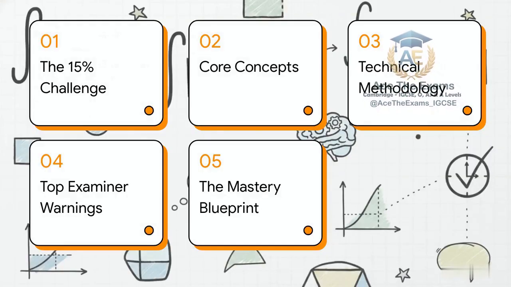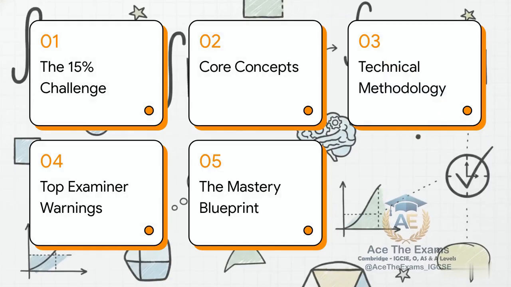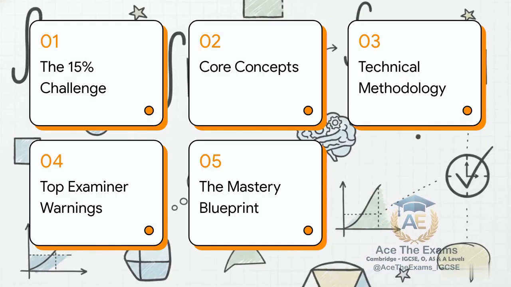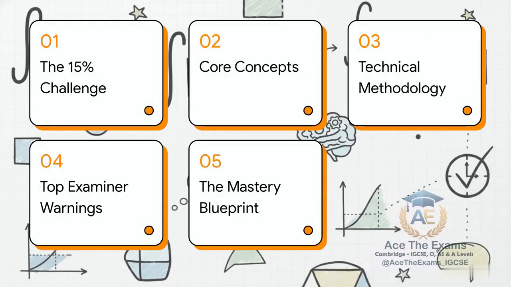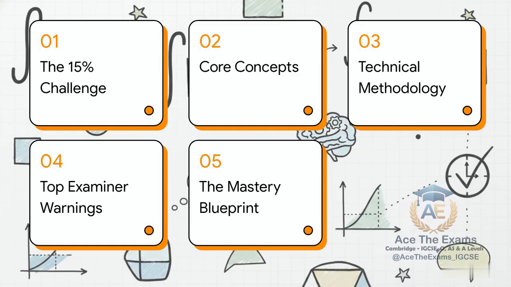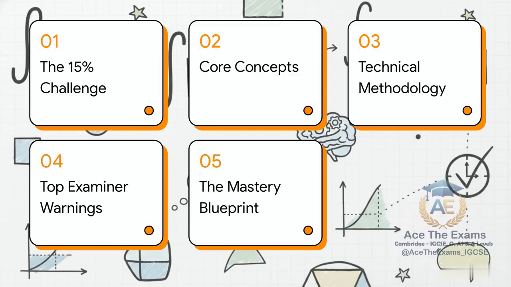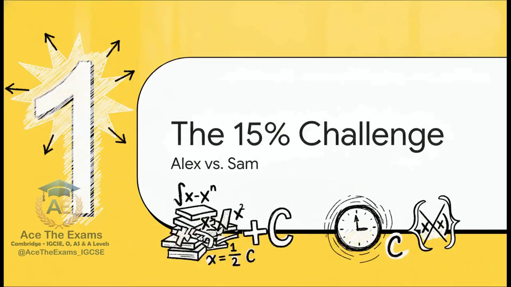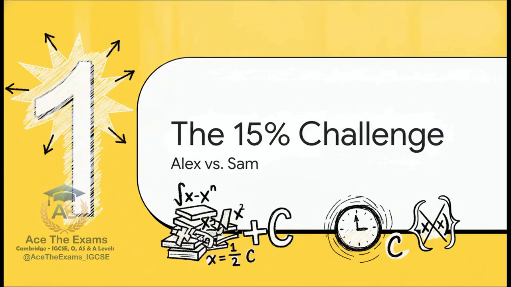So, here is our master script for today's explainer. 1. The 15% challenge. 2. Core concepts and definitions. 3. The 4-step methodology. 4. Top examiner warnings. And finally, number 5, the mastery blueprint. Let's get into it. Section 1, the 15% challenge.